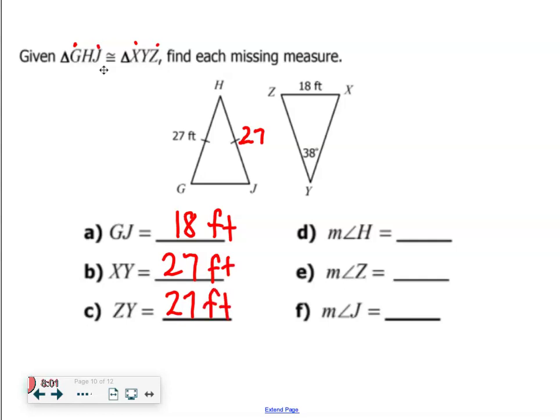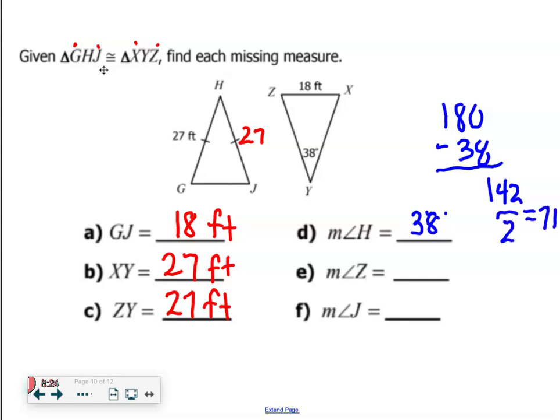We go to their angles. What does angle H match? Y, so 38. And how did you guys find Z or J? 180 minus 38 gives me what? 142. What do I have to do to that? Divided by 2. 71. It's quick.